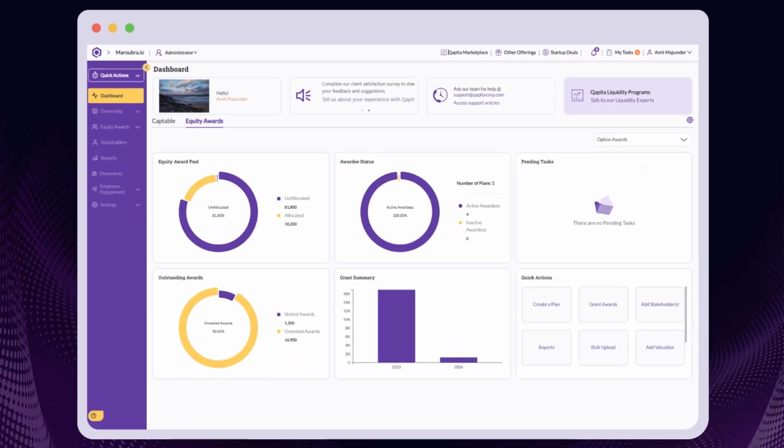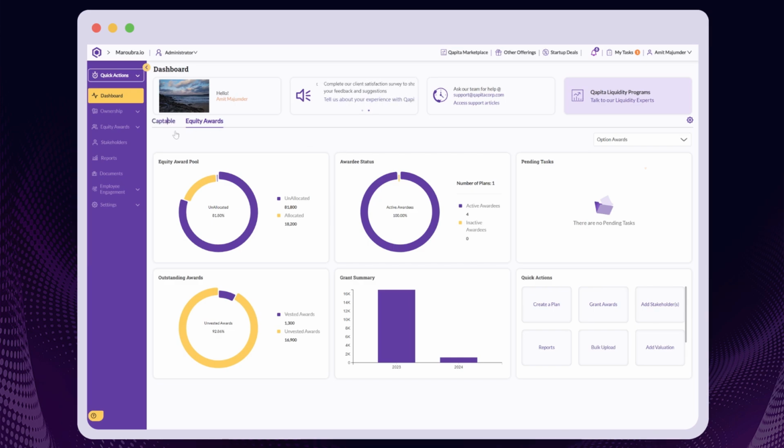It provides a high-level overview for company administrators of what's going on with their ownership, both from investor and the employee perspectives. Starting with equity awards, you'll get a bird's-eye view of the status of the employee pool, status of the employees, how much equity has been granted, and the breakdown of value allocated year on year.